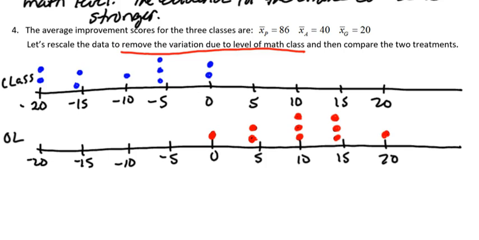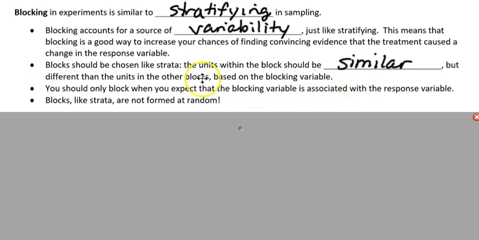Blocking means that we're dividing our groups into units with similar characteristics. So the blocks should be chosen like strata. The units within the block should be similar but different than the units in the other blocks based on the blocking variable. You should only block when you expect that the blocking variable is associated with the response variable.